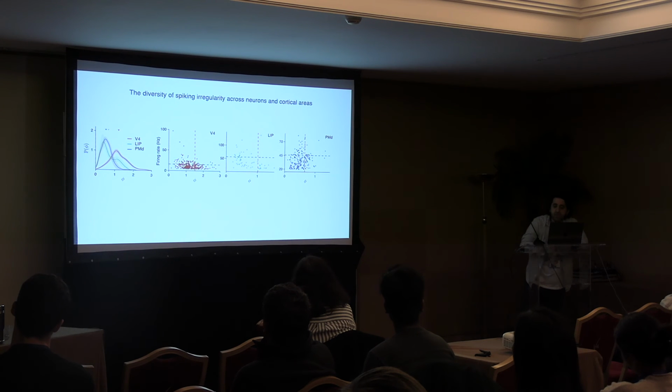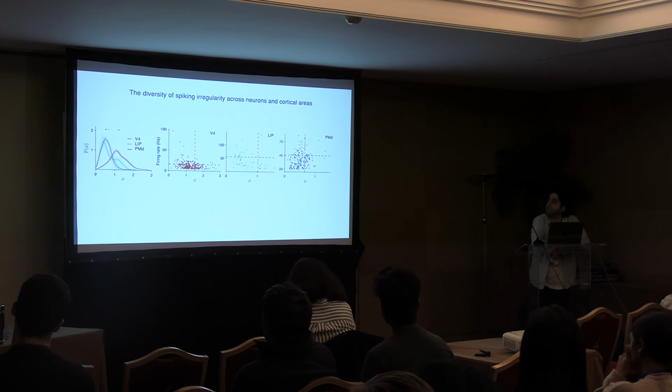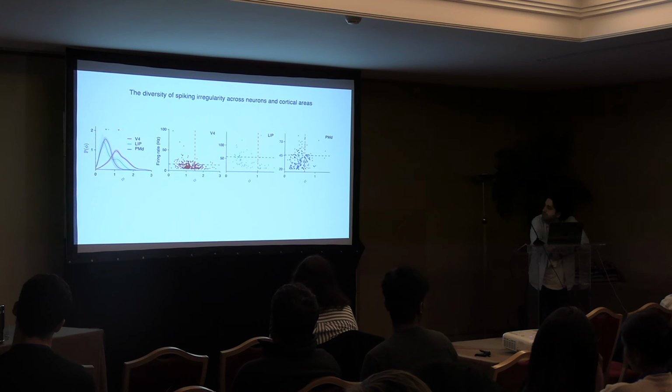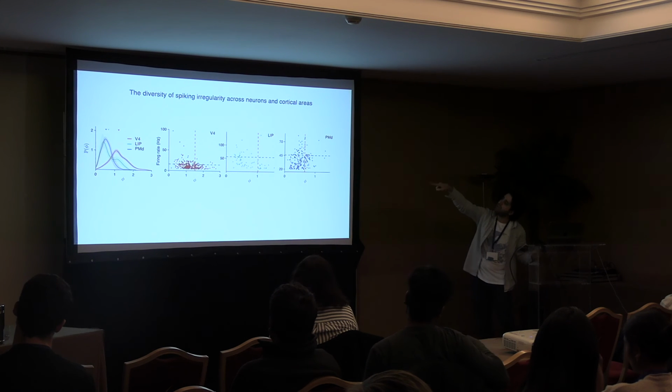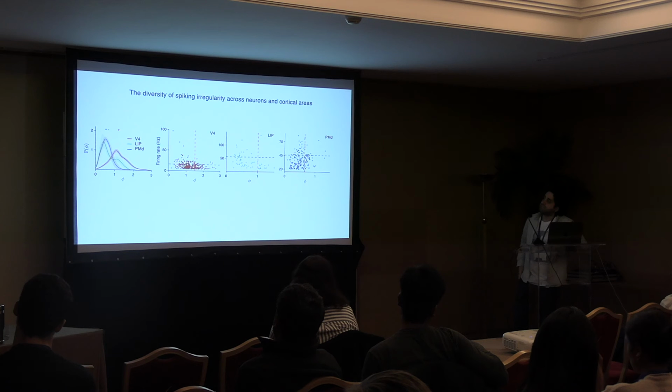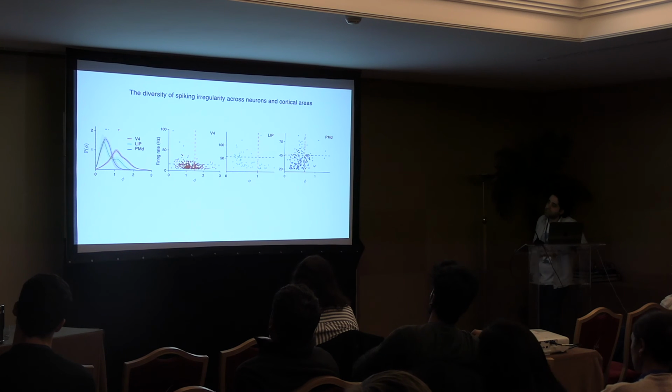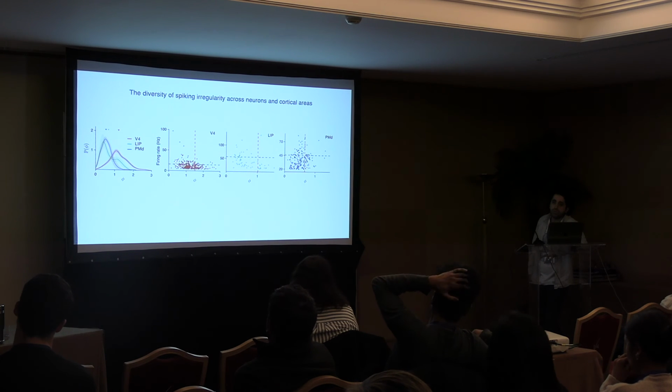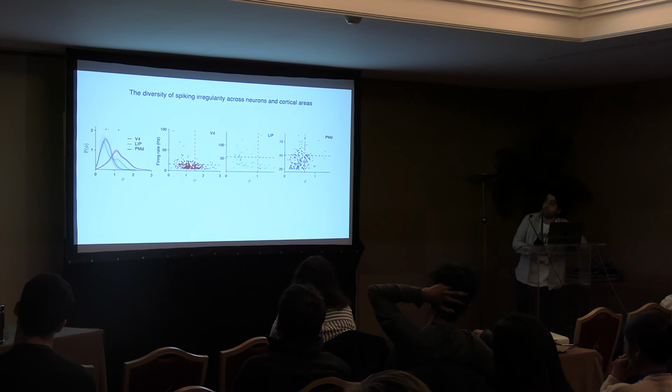Then we could look at this scatter graph on the right, which shows how the firing rate of the neuron is related to the spiking irregularity. The red dashed line and gray dashed line show the 7% quantile, and what we notice is that the upper right is basically empty. So there is no high firing rate neuron which could be irregular.